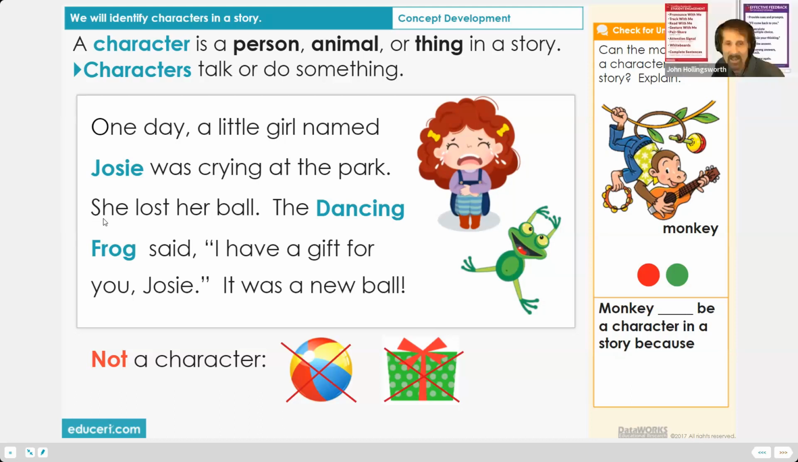Yeah, it might just be one person takes over. Let's all read the next sentence together. Ready to go? She lost her ball. Okay. Now the next one. I'll read the first part.